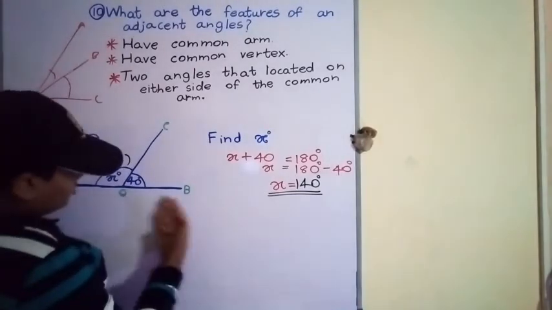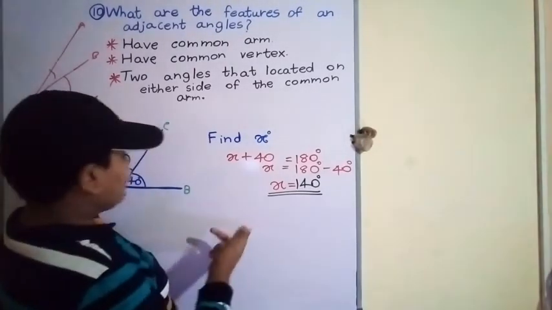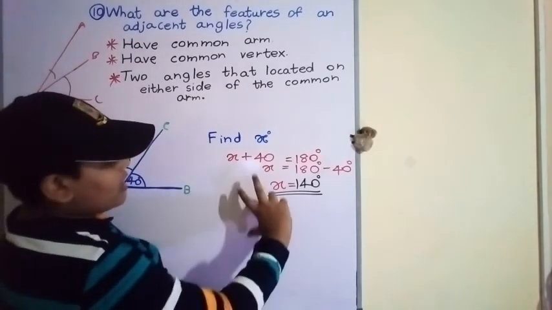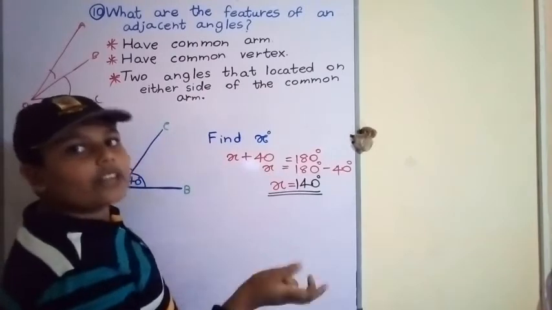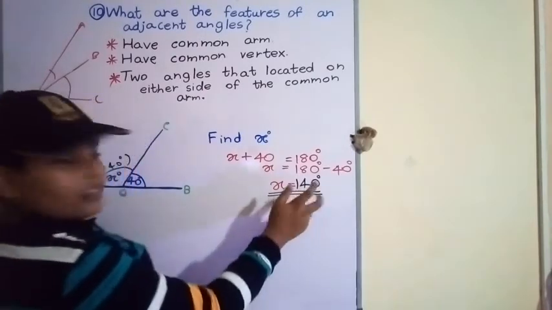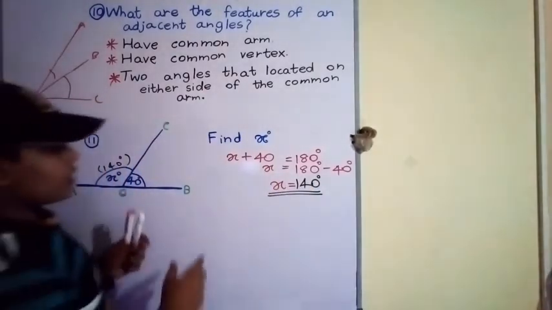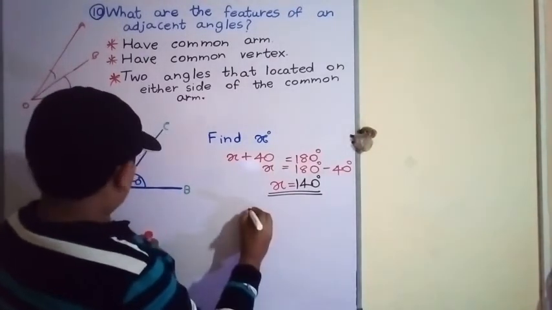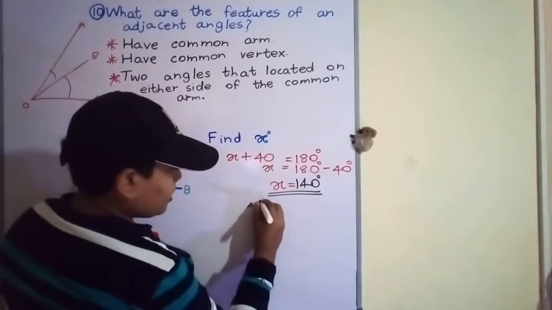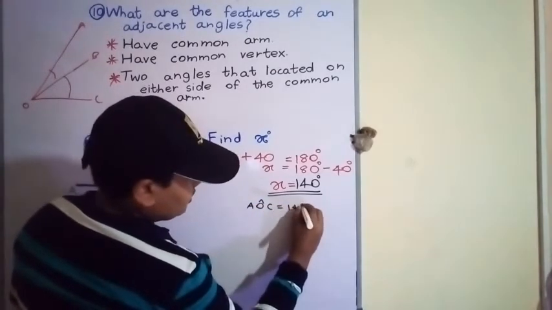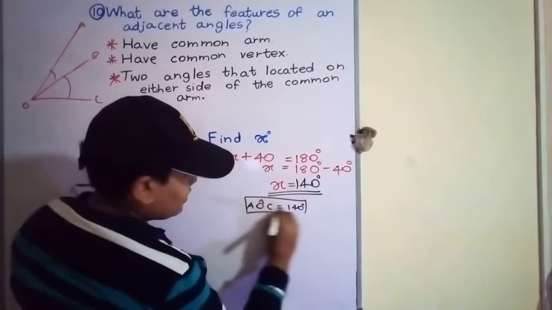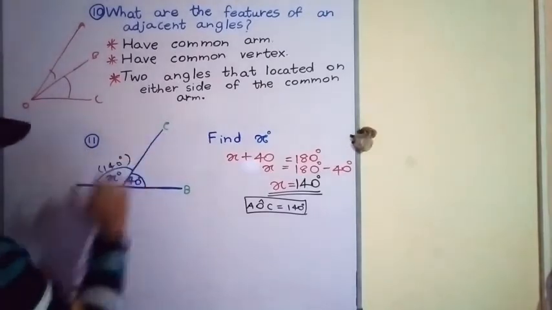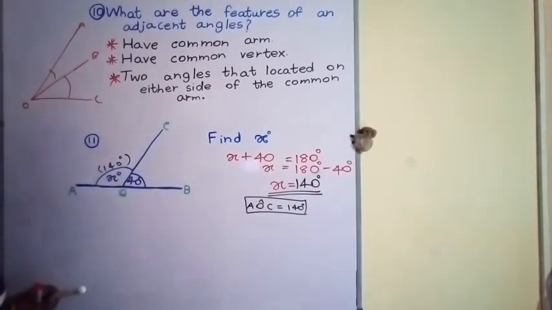Again, this straight line means 180 degrees. X plus 40 is the relation here. You subtract 40 from 180 degrees and you have the answer, 140 degrees. You can also write that angle AOC means 140, which is the extra one. X is 140 degrees, like that.